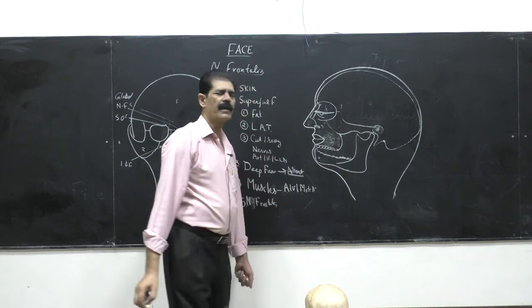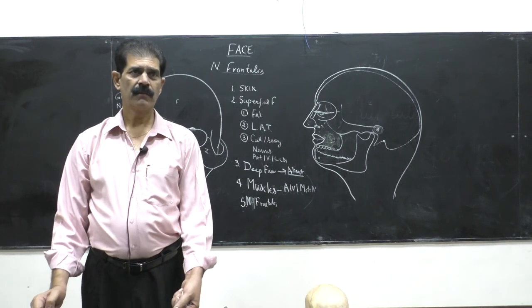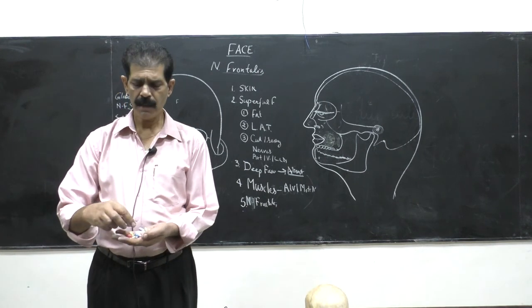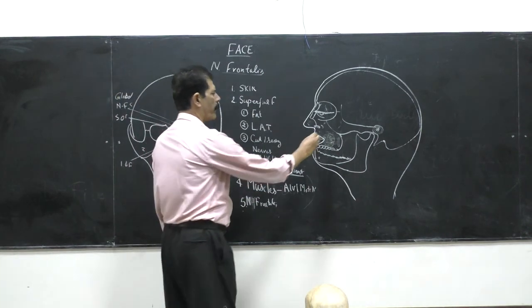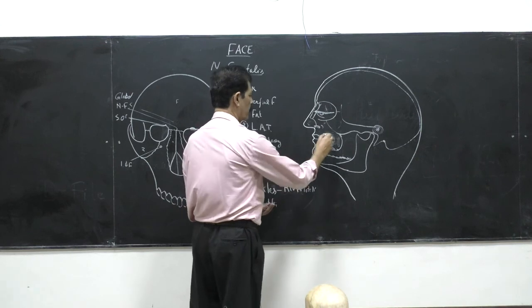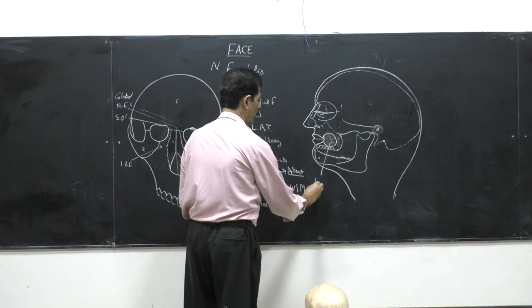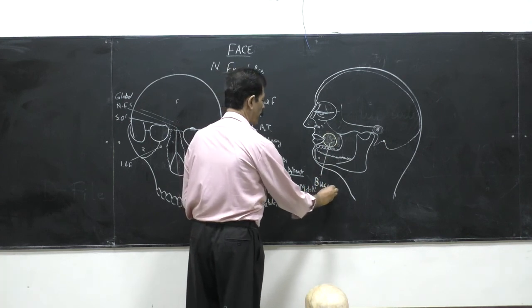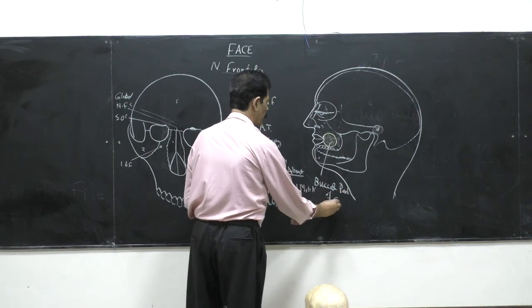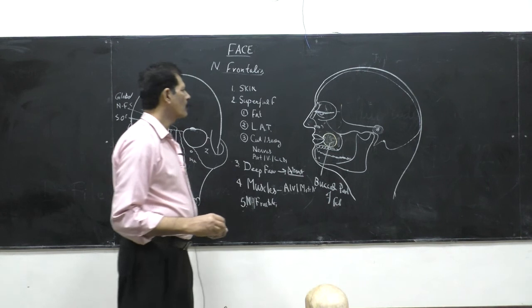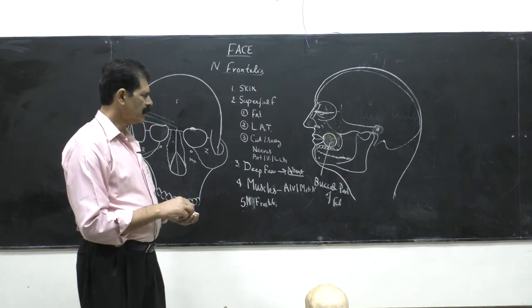First it was told that this is made for the suckling of the breast milk. This pad of fat is called the buccal pad of fat, near the angle of the mouth. Buccal pad of fat. Buccal means mouth. Buccal pad of fat. So everywhere these structures are present.